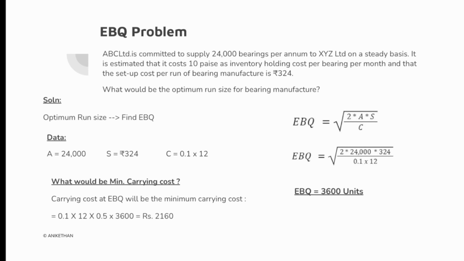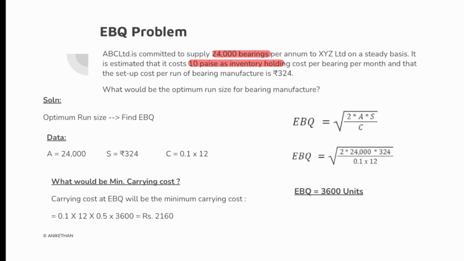So let us understand one simple problem. ABC Limited is committed to supply 24,000 bearings per annum. So this is your annual demand. It is estimated that it costs 10 paise as inventory holding cost per bearing per month. But in the formula of your EBQ, you have to take inventory cost per annum. So that means this 10 paise you have to multiply by 12. You will get 1.2 rupees as inventory carrying cost.